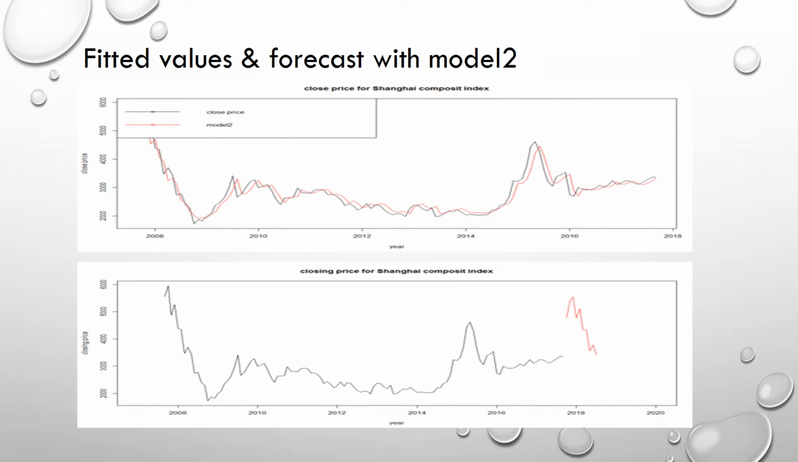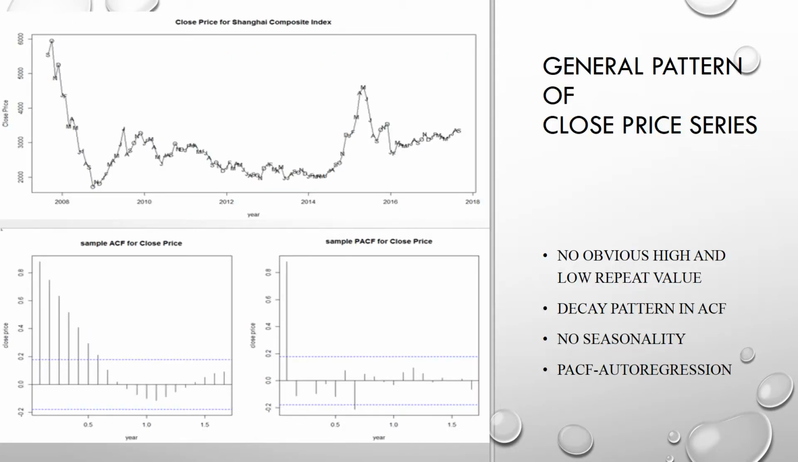It captures the intervention and the changing variance, but it still can't capture some information in the original data. And for the forecast, it starts with a big jump. It might be affected by the intervention, but we think this one isn't reasonable.